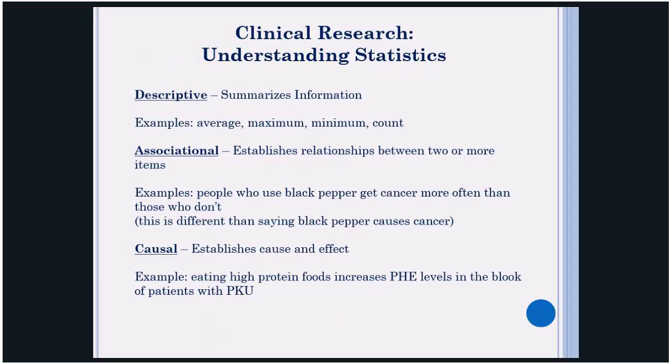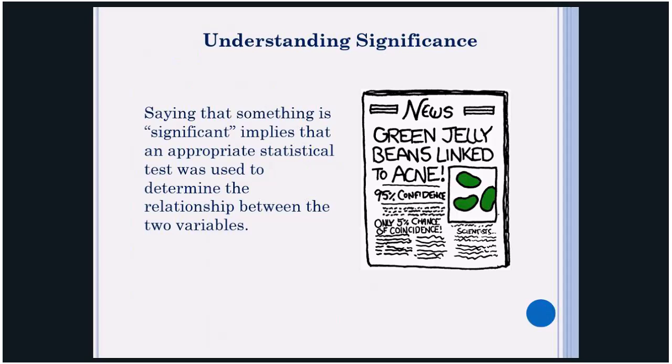Causal establishes cause and effect. An example is high protein foods increase Phe levels in a block of patients with PKU. And with that one, you've established that there's actually something to the relationship scientifically. Saying that something is significant implies that an appropriate statistical test was used to determine the relationship between the two variables. And you will see that phrase in a lot of the research that we look at in the studies that they review, that something was statistically significant. So that means that they've done the correct analysis on it and they have found this causal relationship.